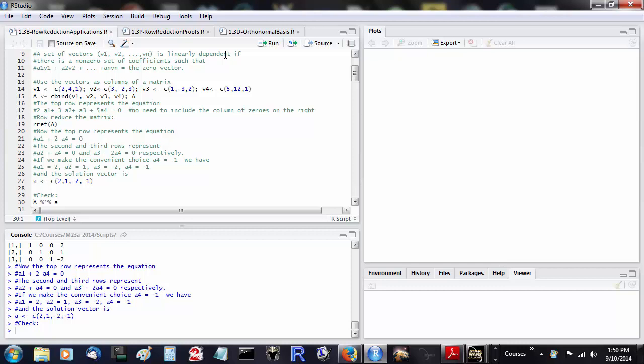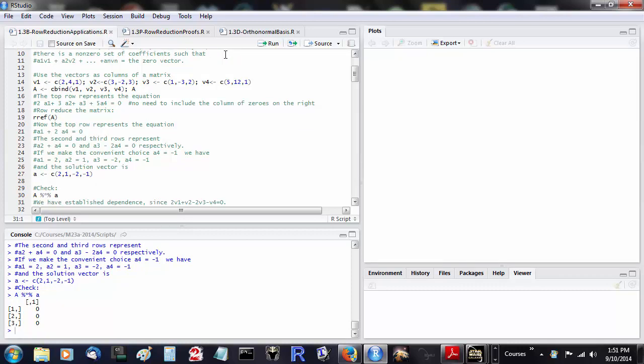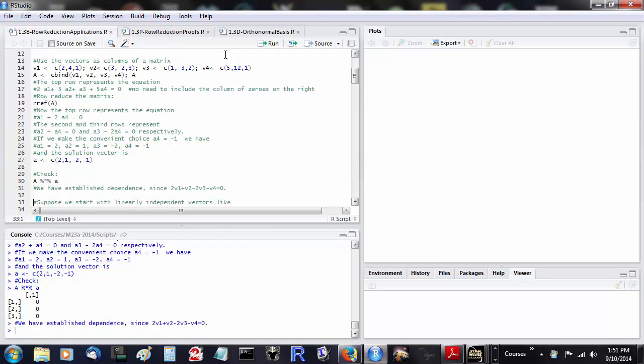And what that means is that if I multiply the matrix capital A by this solution vector little a, I end up with the 0 vector. That shows that 2v1 plus v2 minus 2v3 minus v4 is equal to the 0 vector, and that's exactly how to prove that these 4 vectors are linearly dependent.